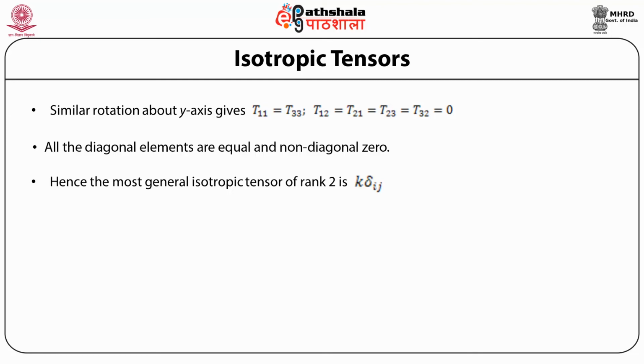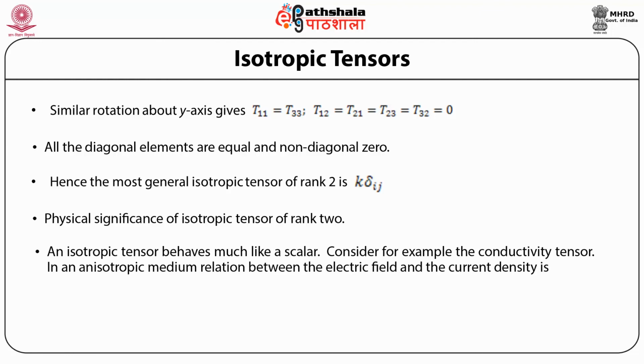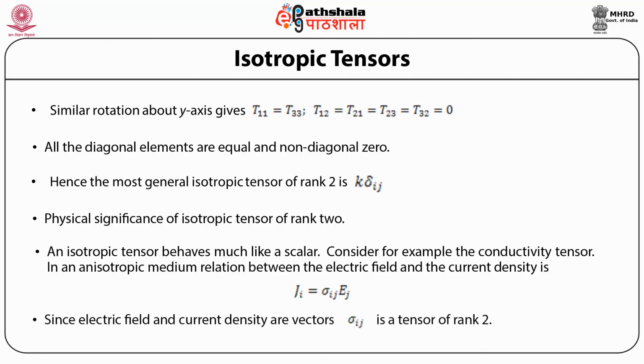Now let us see the physical significance of an isotropic tensor of rank 2. An isotropic tensor behaves much like a scalar. Consider, for example, the conductivity tensor. In an anisotropic medium, the relation between the electric field and the current density is Ji equals sigma ij Ej. Since electric field and current density are vectors, sigma ij is a tensor of rank 2.